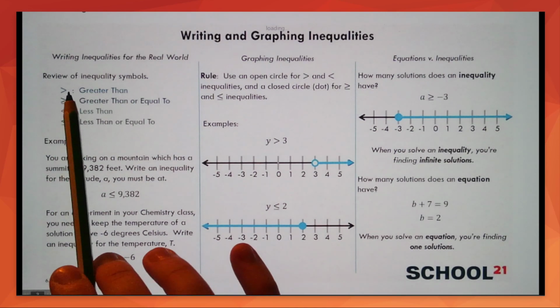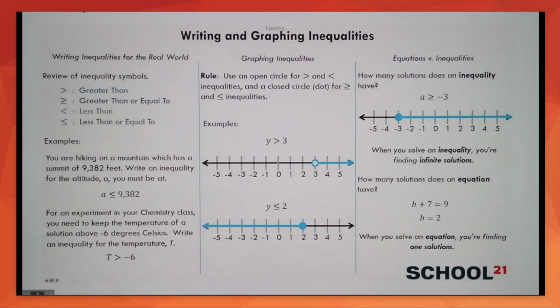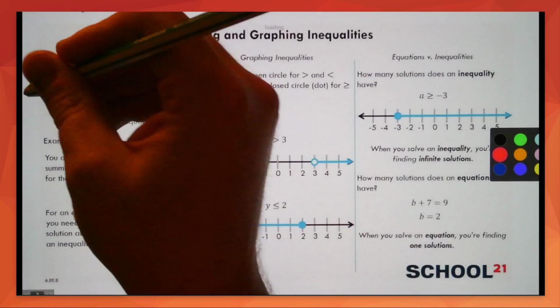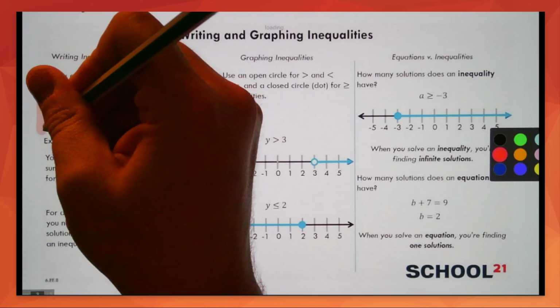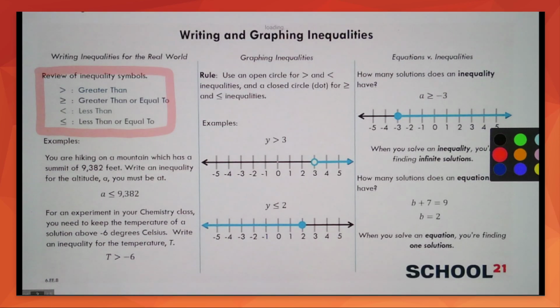There are 4 symbols for inequality. We're over here now on the symbols. Let's highlight this. The symbols for inequality are listed here. You have greater than, greater than or equal to, less than, or less than or equal to. We're going to go through what all those mean.